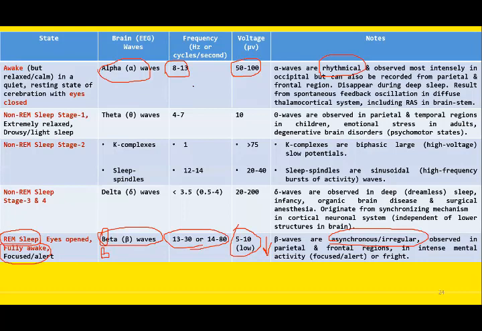Moreover, alpha waves are high voltage, low frequency waves. Beta waves are low voltage, high frequency waves. Alpha waves are synchronized rhythmical waves. Beta waves are asynchronized or irregular waves.